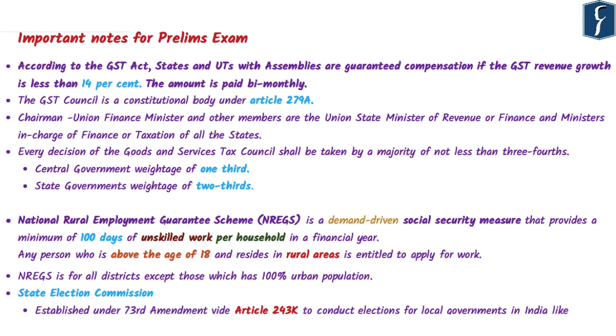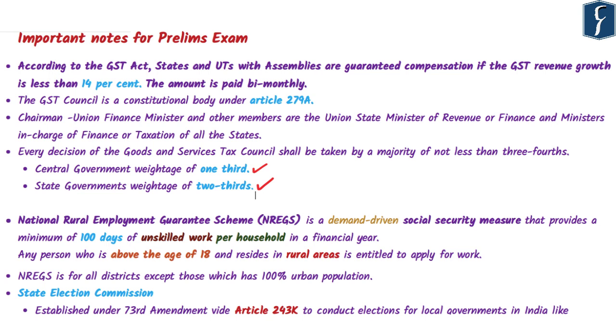Every decision of GST Council shall be taken by a majority of not less than, finish the sentence, 3/4. And the weightage of central government in the vote in the GST Council is 1/3, and hence of the states would be 2/3. We talked about National Rural Employment Guarantee Scheme. It is a demand-driven social security measure. For how many days minimum employment has to be guaranteed under this scheme? 100 days.